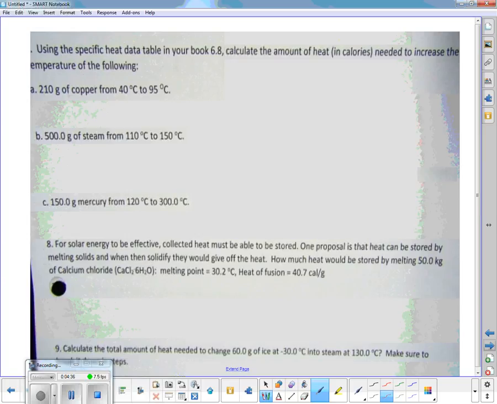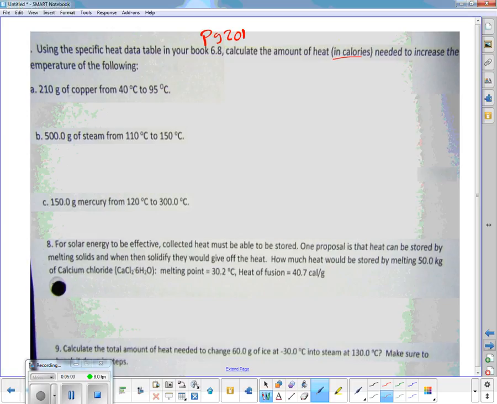The page number I think was a little bit different than what's up there, but it is in chapter 6, on page 201, where that chart is that you need for that. And they want you to do it in calories. So it actually gives it to you in calories and it gives it to you in joules.